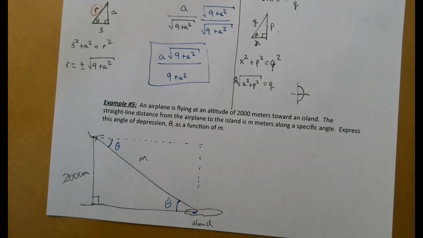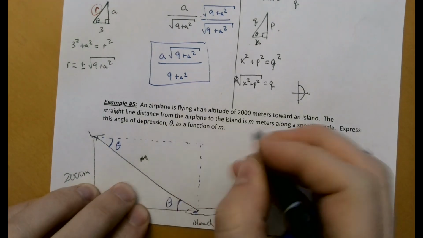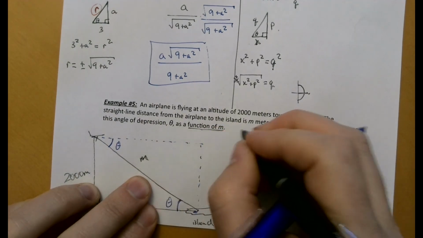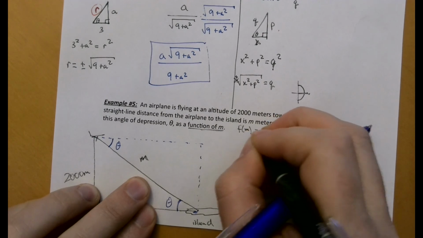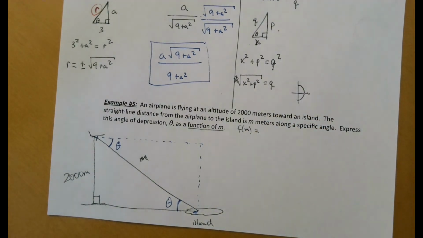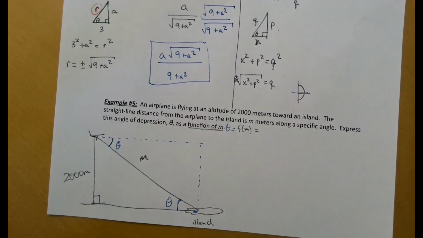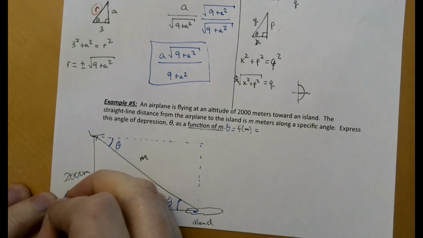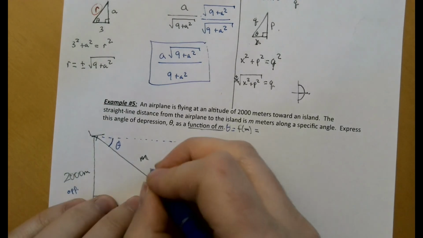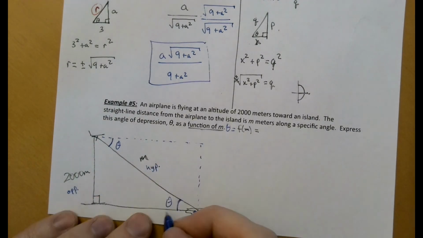We're going to express this angle of depression theta as a function of m. Whenever you read this language, that means we want f of m equals something, meaning we plug in the m, and it spits out, in this case, theta, an angle. Well, let's see. We know that this would be the opposite side. This would be the hypotenuse, and this is our angle.